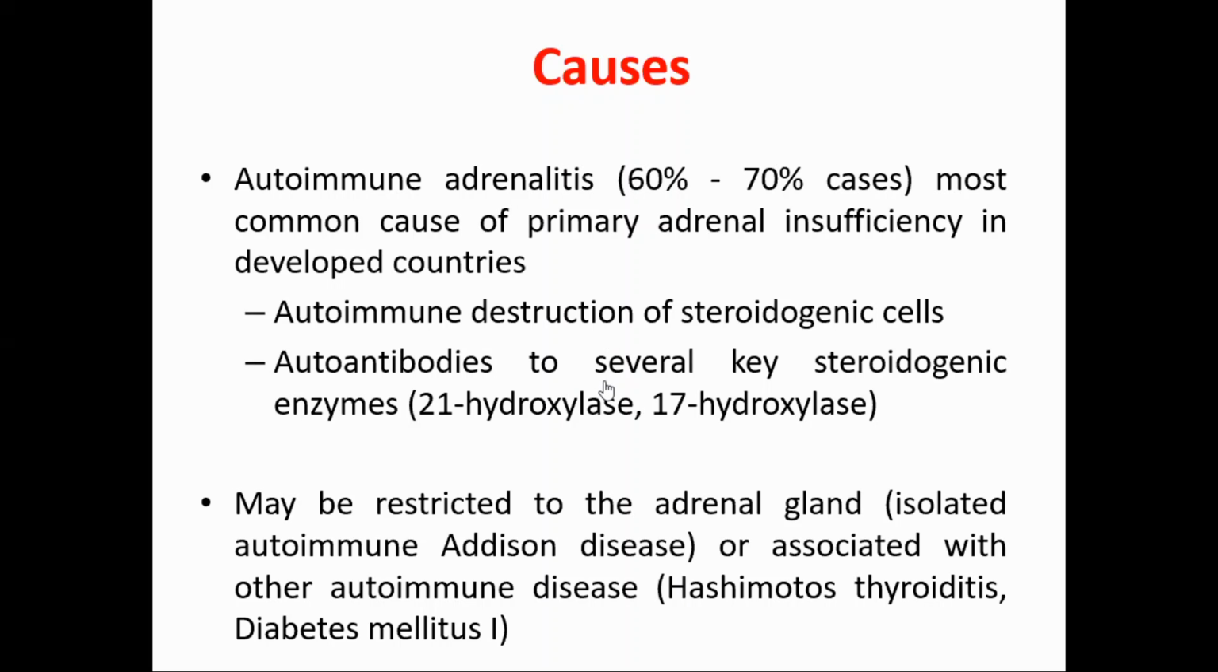Either it may be restricted to only the adrenal gland, or it may be associated with various autoimmune disorders such as Hashimoto thyroiditis, diabetes mellitus type 1. यसमा चाहिँ एड्रिनोकर्टिकल इन्सफिसियन्सी हुन्छ. मोस्ट कमन कज इज अटोइम्युन एड्रिनलाइटिस, जसमा चाहिँ यो सबै कर्टिसोल सेक्रेट गर्ने सेल्सहरूको अटोइम्युन डिस्ट्रक्सन हुन सक्छ, या अटो एन्टिबडिज चाहिँ त्यो इन्जाइम्सहरू हुन्छ नि 17 हाइड्रोक्सिलेज र 21 हाइड्रोक्सिलेजको अगेन्स्टमा प्रड्युस हुन सक्छ.